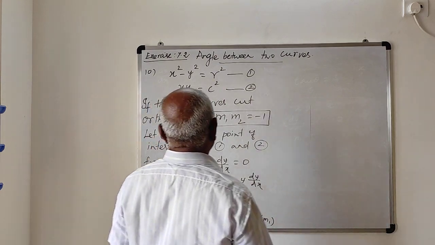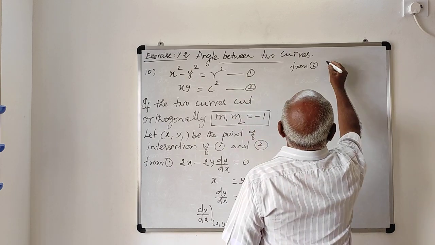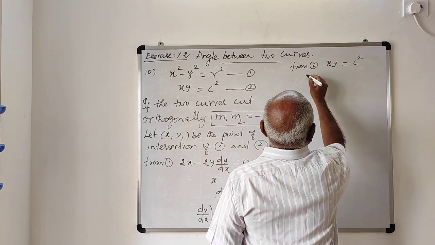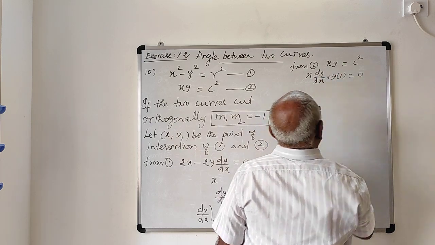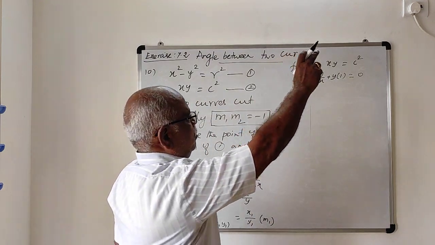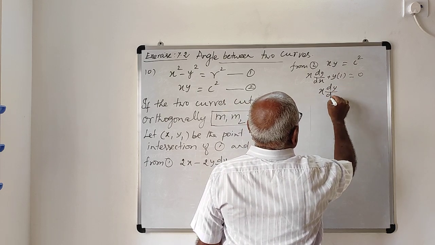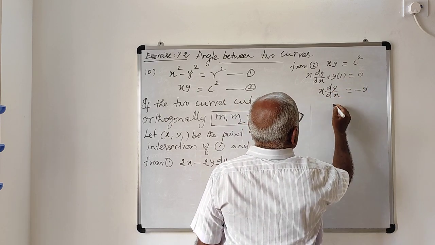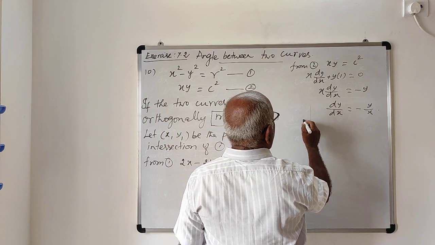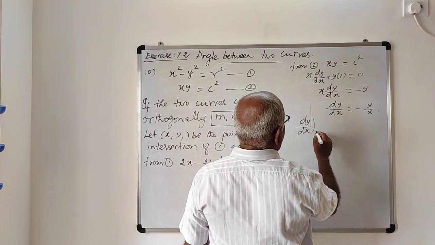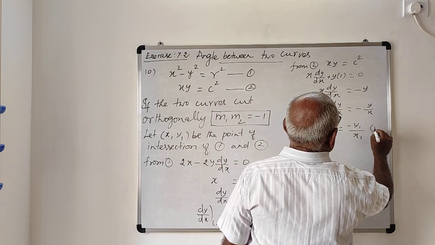Next, slope of curve 2. From curve 2, xy equal to c square, differentiating, x into dy by dx plus y into derivative of x, which is 1, equal to derivative of c square, which is 0 because the derivative of a constant is 0. So x dy by dx equal to minus y. So dy by dx equal to minus y by x. So dy by dx at x1, y1 is equal to minus y1 by x1. This is very important.